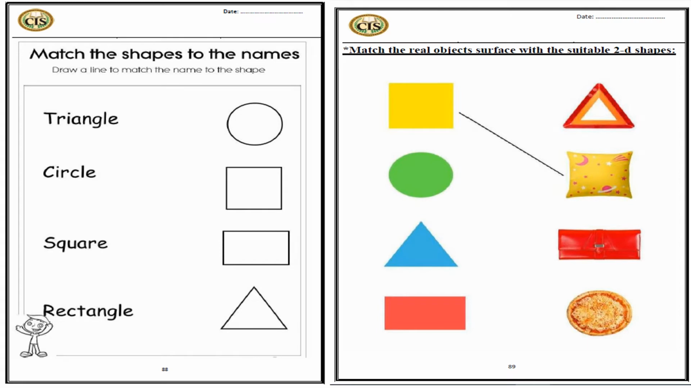Now let's move to this page. Match the shapes to the names. Draw a line to match the name to the shape. First name of the shape is triangle. Which one of these shapes is triangle? The first or the second or third or fourth? Yes, it's the fourth shape.